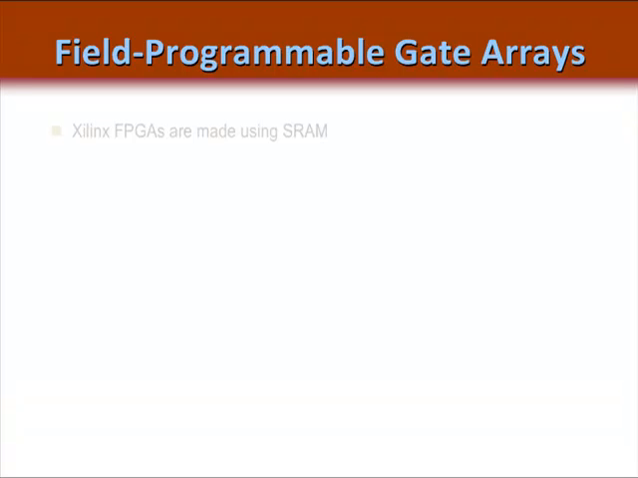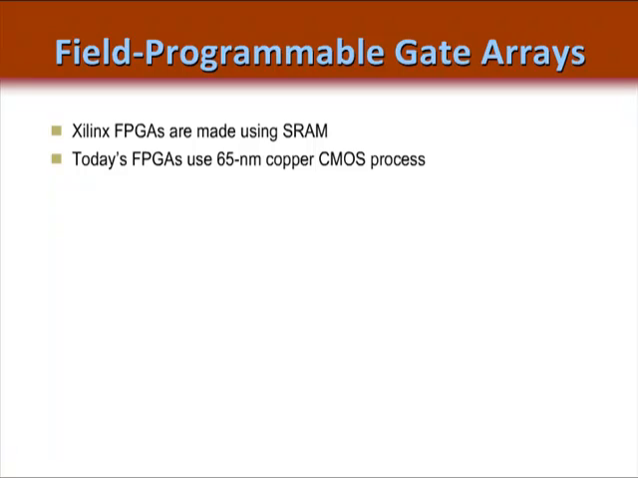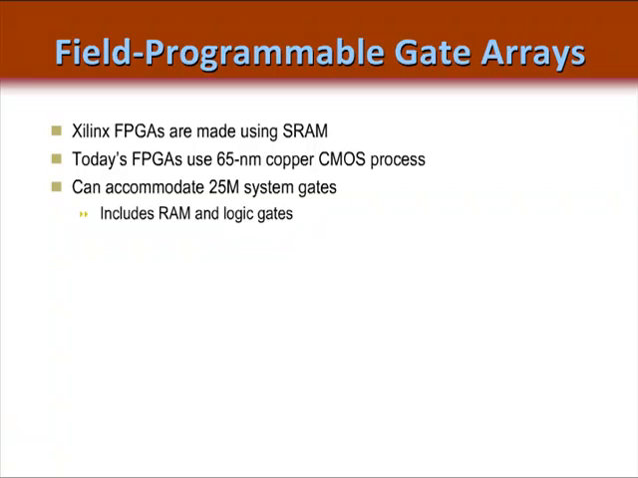Xilinx FPGAs are SRAM-based, using a 65 nanometer copper CMOS process. Generally, the largest FPGA today can accommodate approximately 25 million system gates, including the RAM, logic gates, and I/O resources. Virtex-5 devices can run at up to 550 MHz.